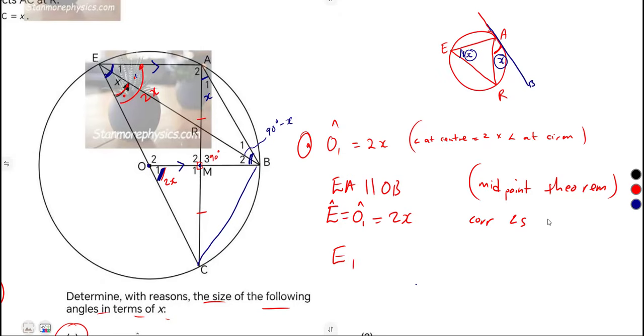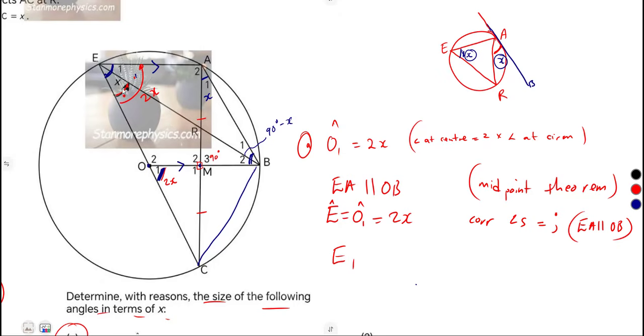Corresponding angles, they are equal. Remember that since these two lines are parallel, since AE is parallel to OB, like I said, we can find angle E1 because the whole of angle E is 2x, but the first one is x.